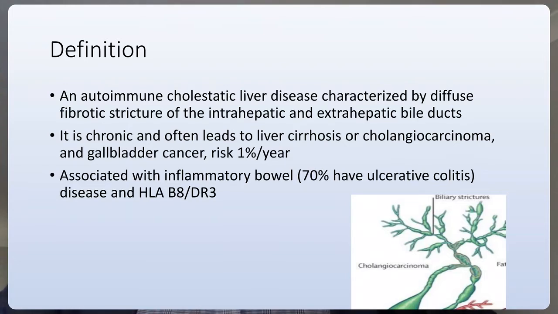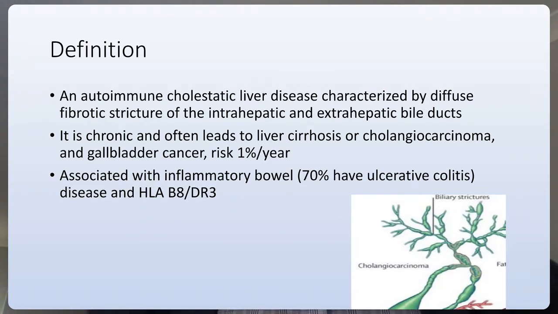The disease is chronic in its nature, and you'll see that these patients will advance gradually until they develop liver cirrhosis or they develop cholangiocarcinoma that could be either in the intrahepatic biliary tree or extrahepatic biliary tree or gallbladder cancer. And the risk of developing cholangiocarcinoma from the time of the diagnosis is about 1% per year. So the longer they live, the more likely they will get liver cirrhosis and cholangiocarcinoma.